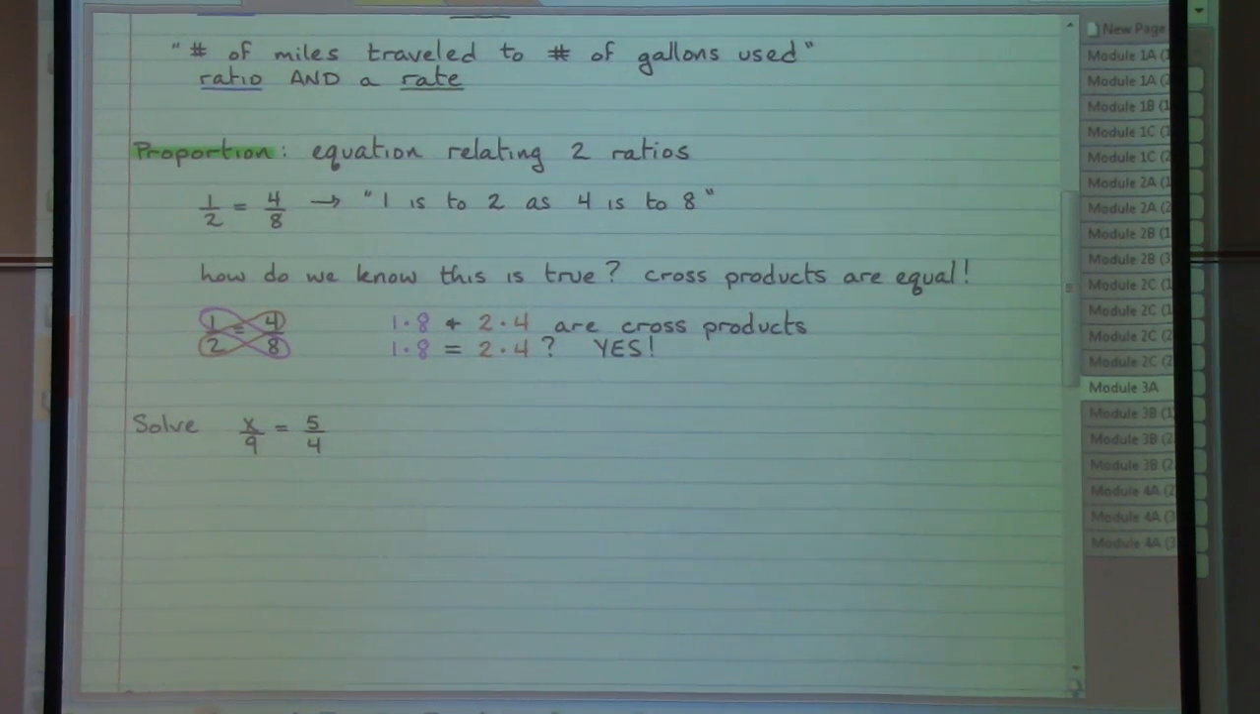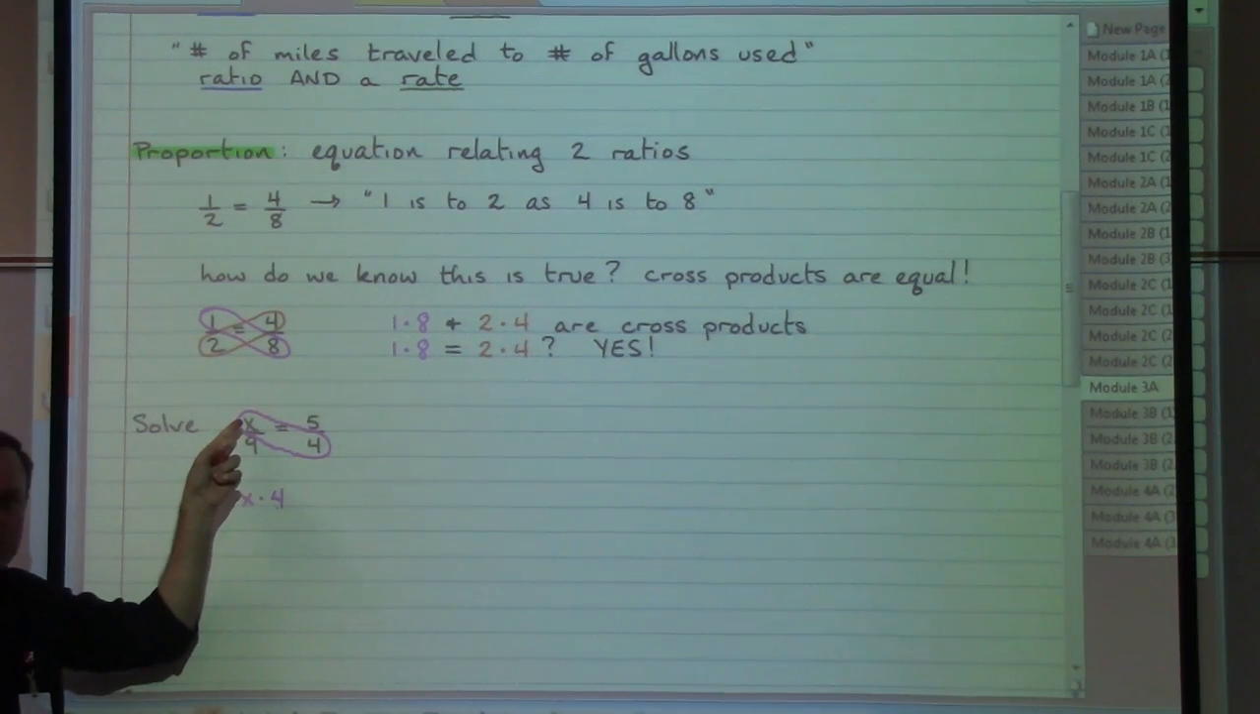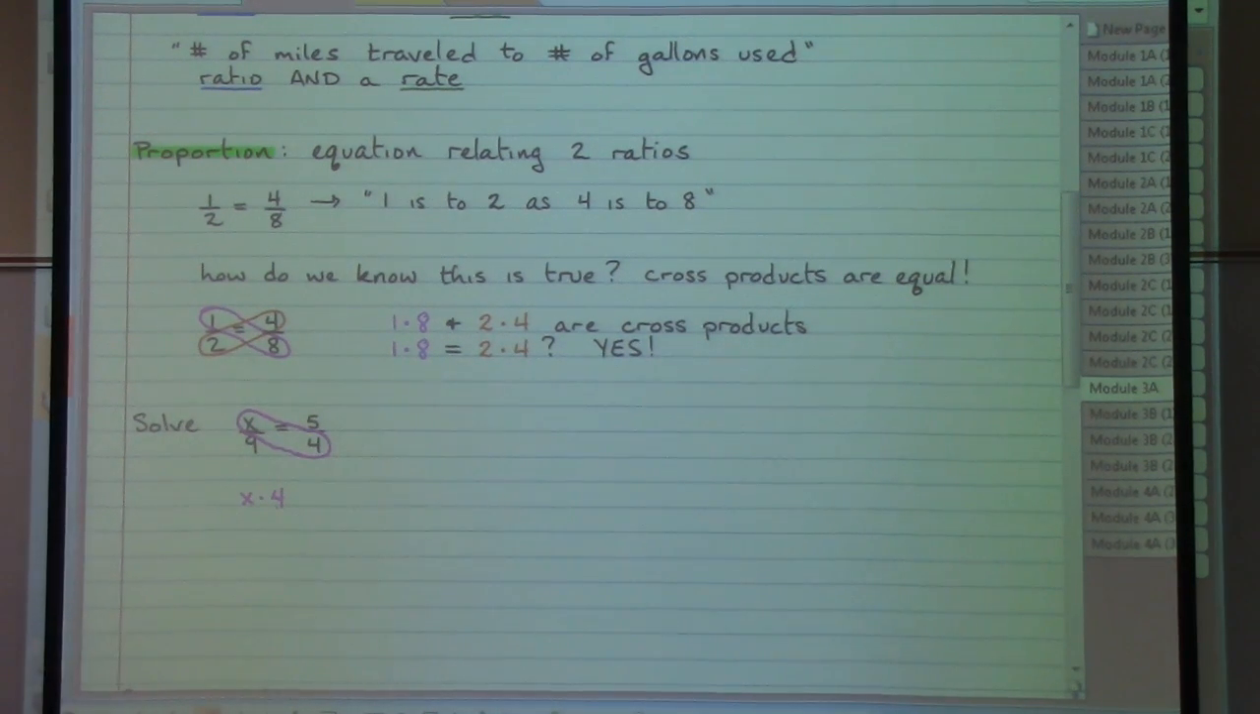Let's again emphasize the cross multiplying by referring to doing x times 4. And a little side note here, remember that we always have to start with the top of our first fraction, just to make sure that we're getting everything worked out and in good shape.